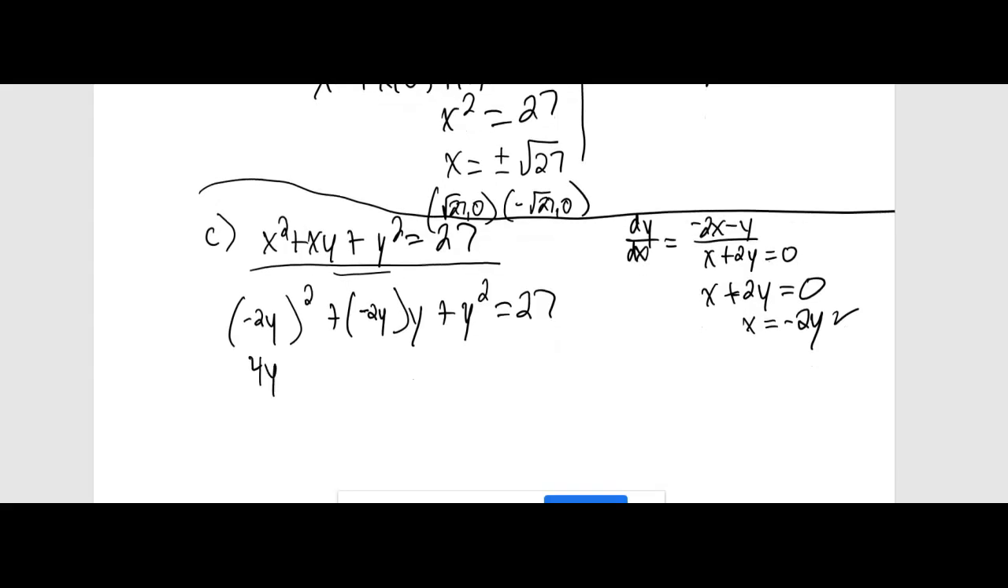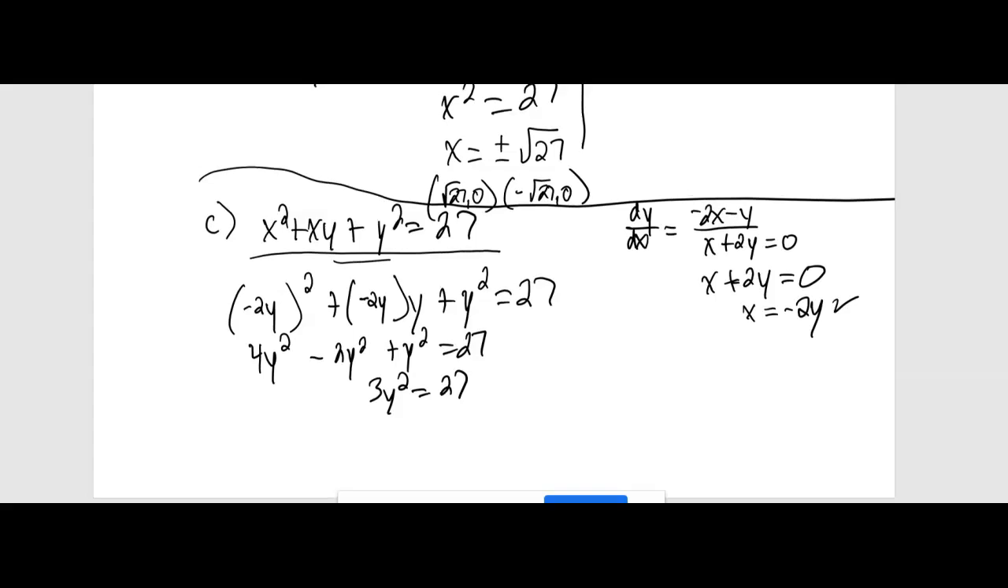All right, so we'll do 4y squared minus 2y squared plus a y squared. This equation, I was saying earlier, is much easier than the wild one from yesterday. Those all end up being like terms. They're all y squareds. We're going to add them all up, 3y squareds. Divide by 3, and we should get y to equal plus or minus 3.